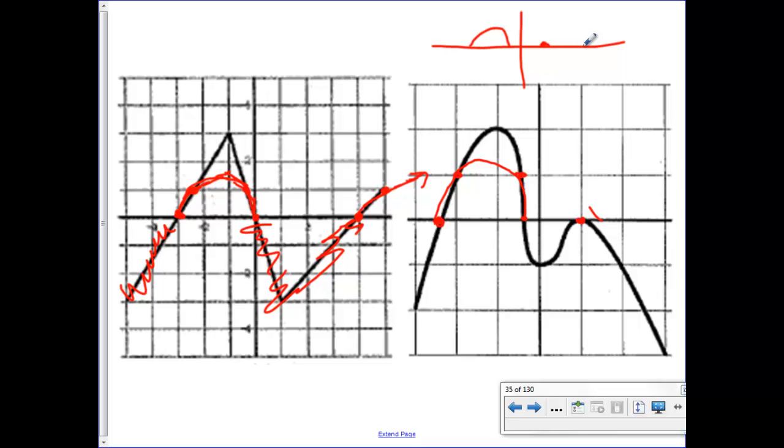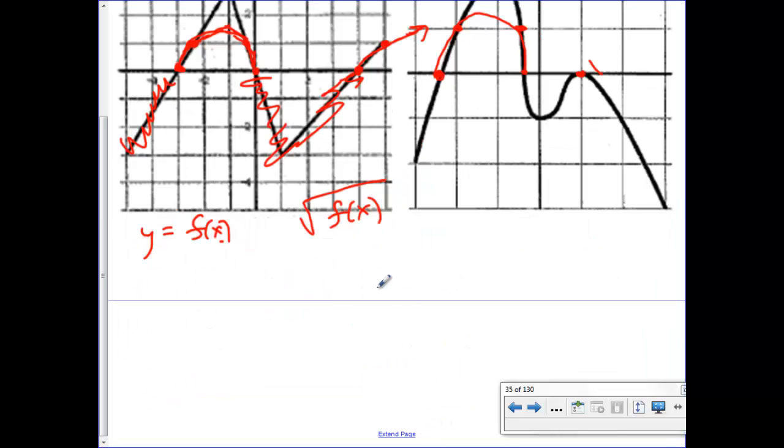Why do you only square root that? Why wouldn't you square root that? Because what this thing says to do is you have a function, and it says to square root the function. The function though is y. Does that make sense? So what I'm asking you to do is take all of your y values and square root them.